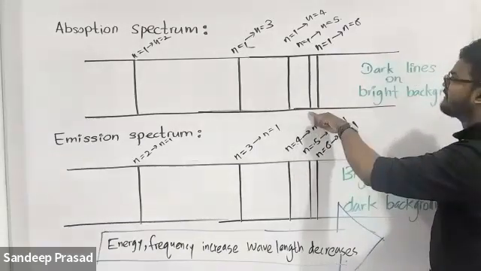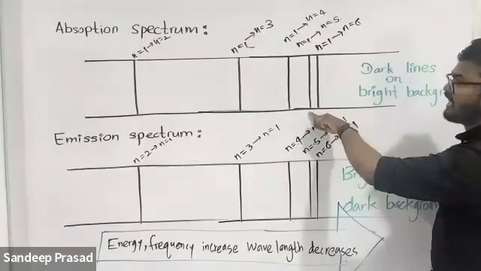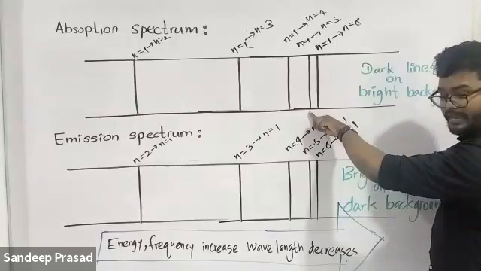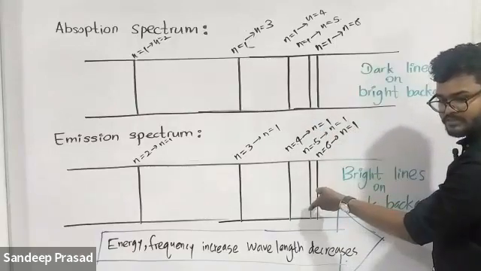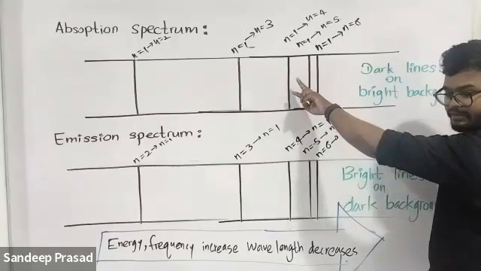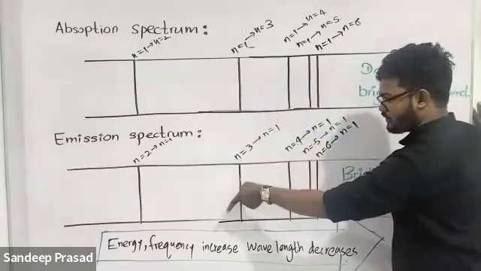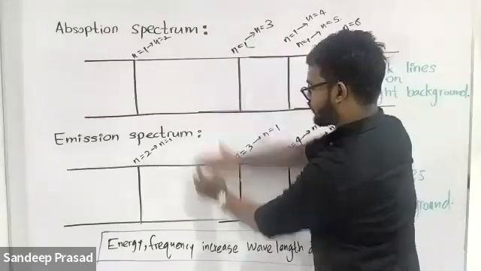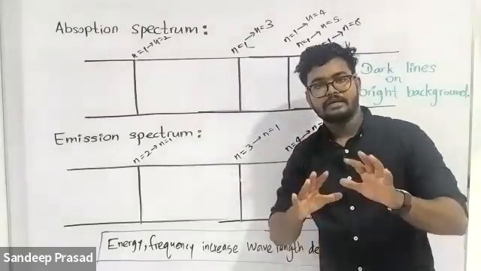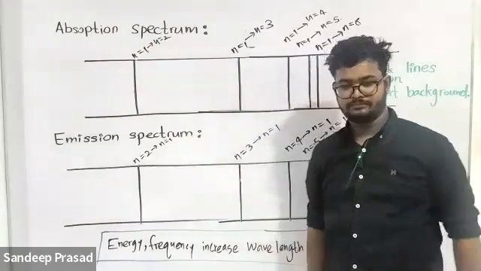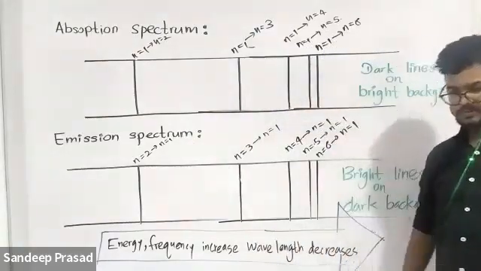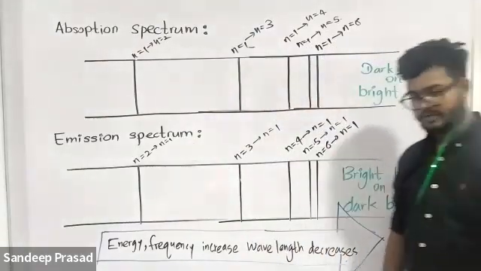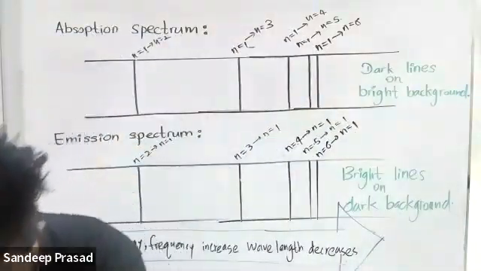The missing lines from n equals 1 to n equals 5 in the absorption spectrum can be seen again in the emission spectrum. Here again, this one, this one, this one. So that means if you combine these together, you can obtain the continuous spectrum. Right? Can you understand what I said?